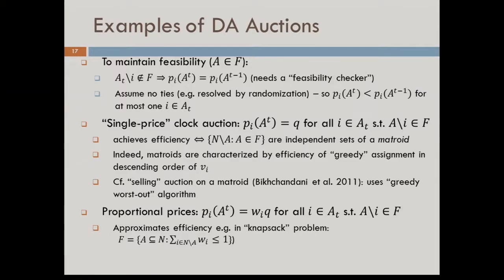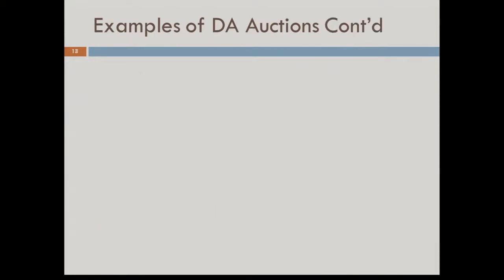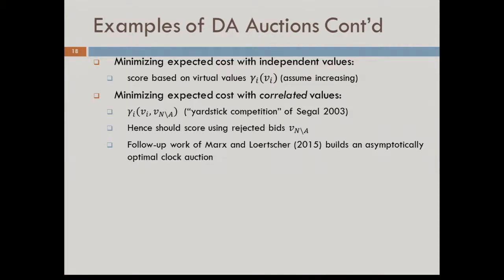In other cases, like the knapsack problem, you don't want to offer the same prices. In the knapsack problem, you want to offer prices that are proportional to the volumes of these bidders. If the set of bids that can be feasibly rejected is a knapsack, then you can get a pretty good approximation. Now, in general, you can do lots of other things, like minimize expected cost with independent values or with correlated values. There are some papers on that. Also, Tim Roughgarden has several papers on various settings, examining how well you can approximate efficiency in them.